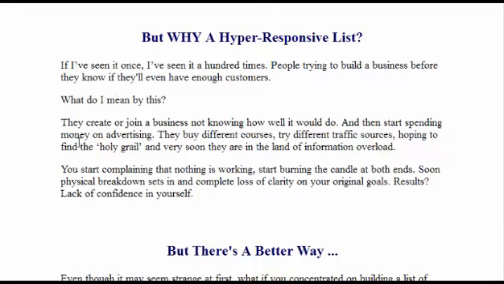So why a hyper-responsive list? Now, if I've seen it once, I've seen it 100 times. People trying to build a business before they know if they'll even have enough customers. What do I mean by this? They create or join a business not knowing how well it will do, and then start spending money on advertising. They buy different courses, they try different traffic sources, hoping to find the Holy Grail, and very often they are in the land of information overload. You start complaining that nothing is working, start burning the candle on both ends, soon physical breakdown sets in and complete loss of clarity on your original results, lack of confidence in yourself.